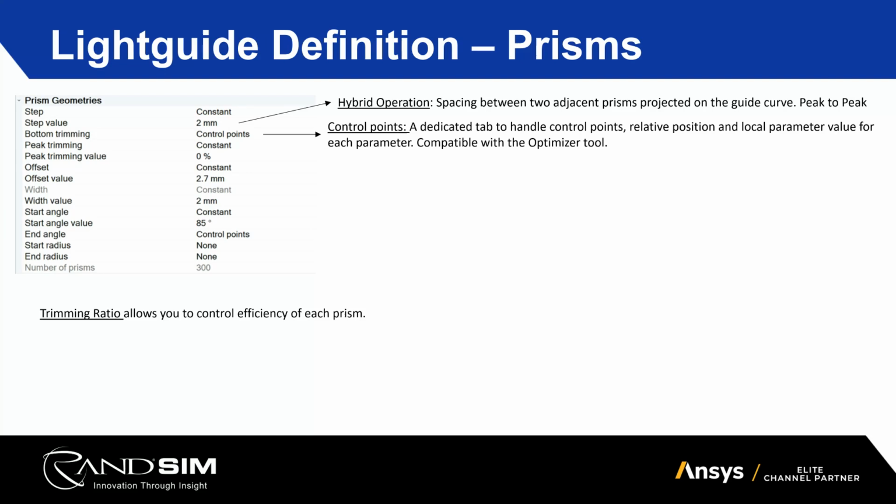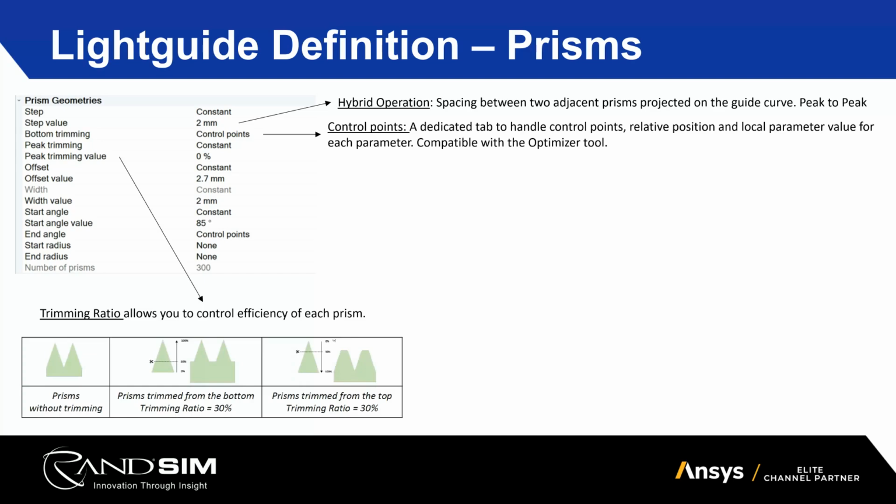Bottom trimming, I'm going to talk about constant and control points during the demo as well, but you can say it's constant, so there's no deviation in the step value. For example, the step value here is constant. Or we can use control points, where if you're going so far into the light guide, say 50% through, then you can change it in some way. We'll see that through the demo. It's going to make a little bit more sense that way.